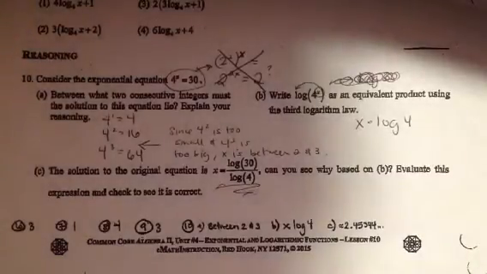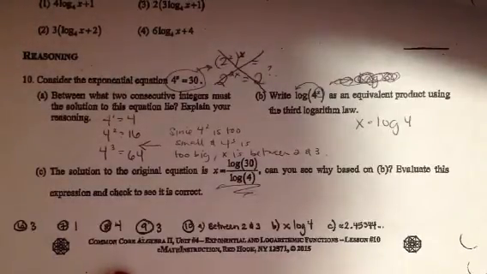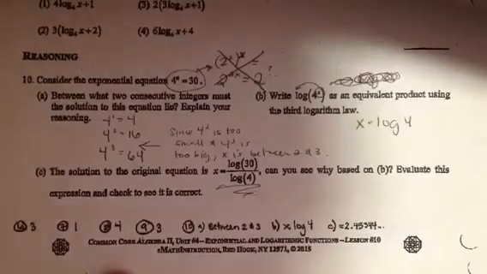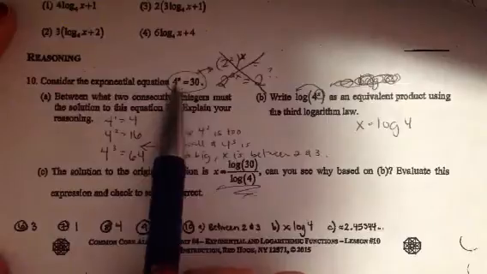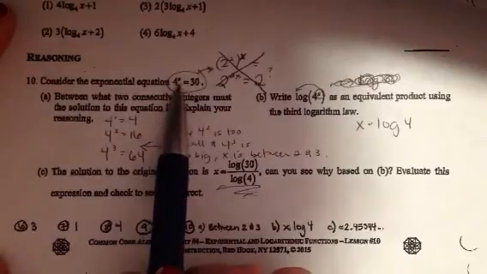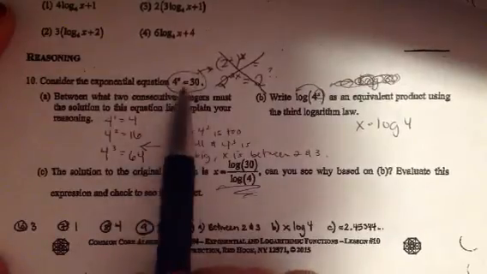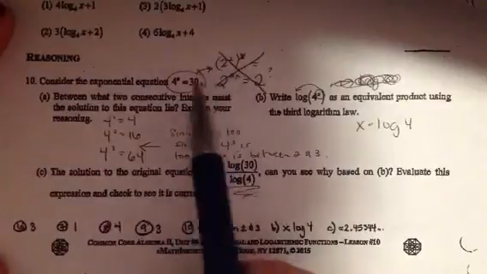Okay, so the only question I got was on 10A, 10B, and 10C, I believe. In part A, between what two consecutive integers must the solution to this equation lie? Explain your reasoning. We really don't know how to solve that yet, is what they're getting at. We've only learned how to solve exponential equations when we can write them as the same base on both sides. So I kind of tried and failed that here.